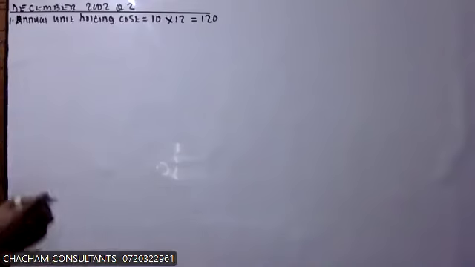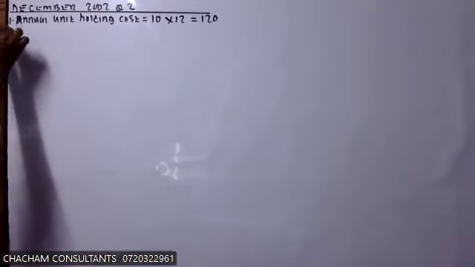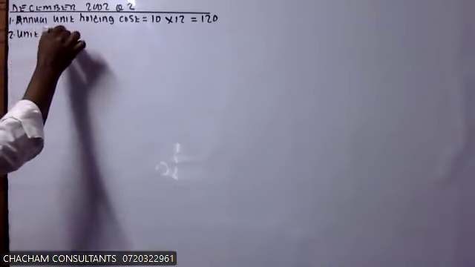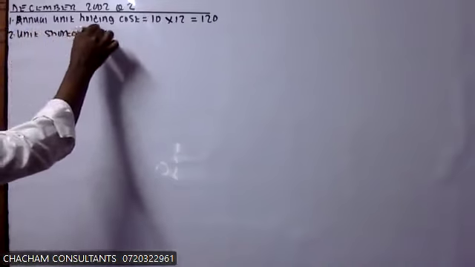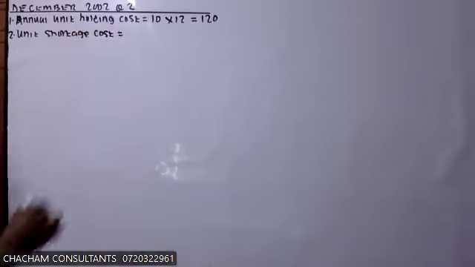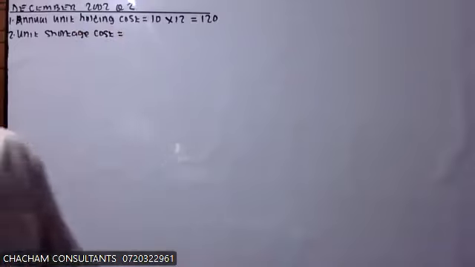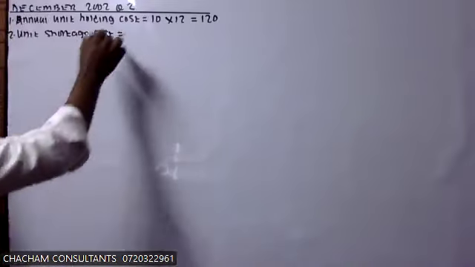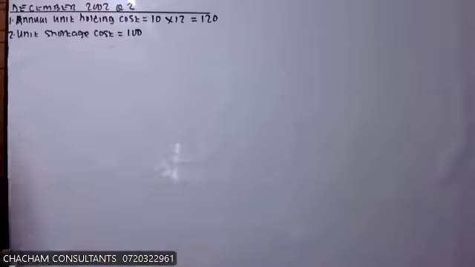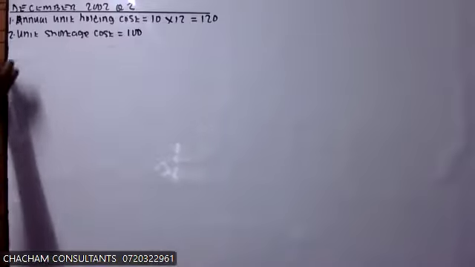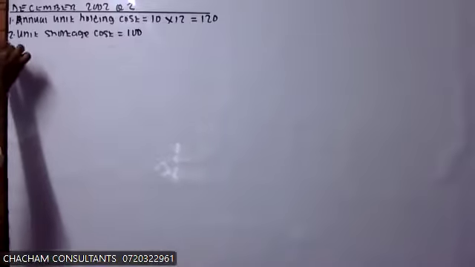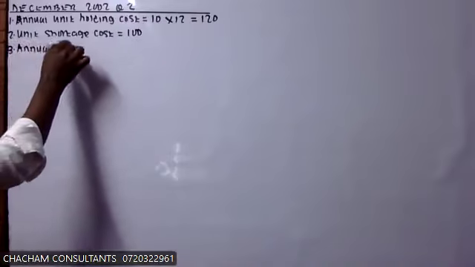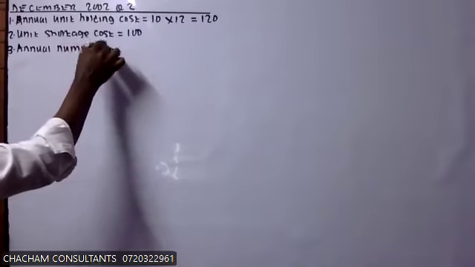Number 2, you must get the unit shortage costs, the shortage cost per unit. That one we are given straight, it is 100. Number 3, you must get the annual number of orders.